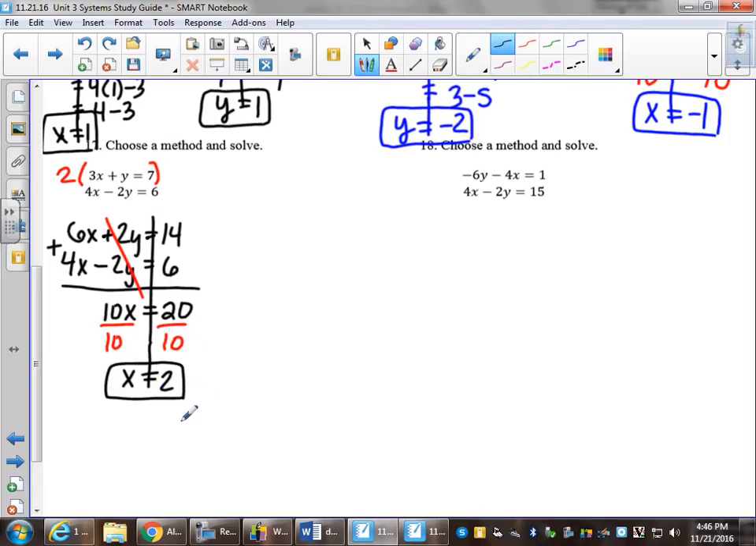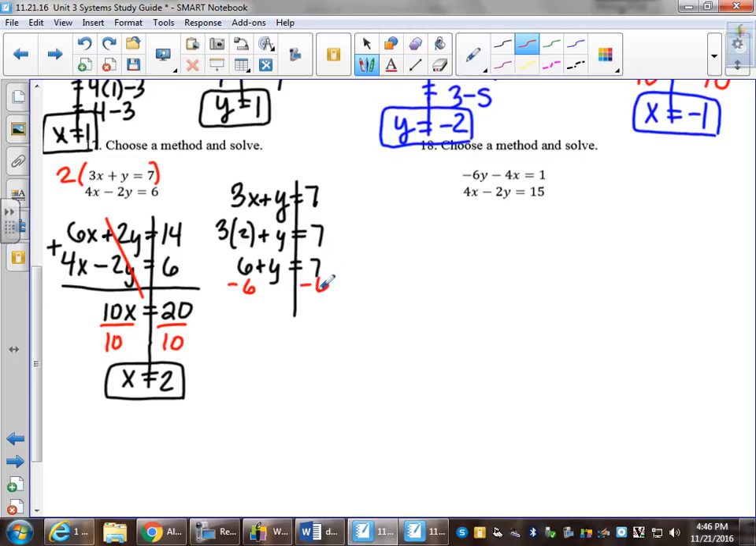Remember, if you chose to get the x's to cancel, we should get the same answer in the end. We're just going about it different ways. I've got x, I need y. Doesn't matter which one you choose to substitute into. I think I'll just choose the top one. This becomes 3 times 2 plus y equals 7. 6 plus y equals 7. Subtract 6. Subtract 6. Y equals 1. The solution for 17, 2 comma 1.